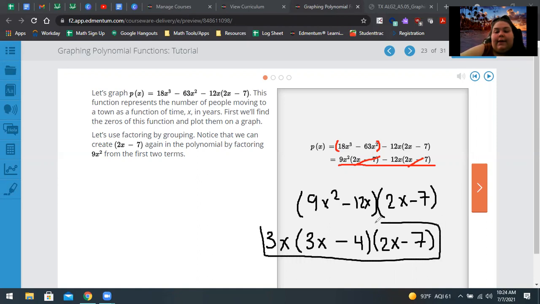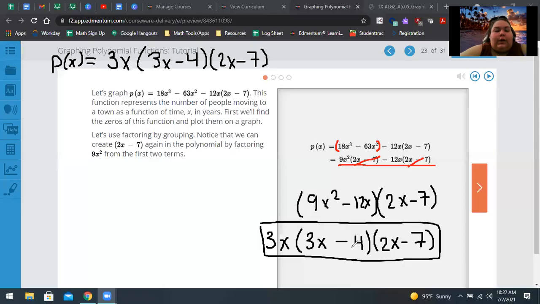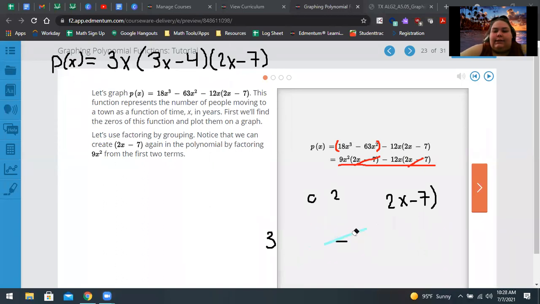So I have my factored polynomial. I'm going to transfer it over here because we're going to take a look at the next steps of what they did there. Okay, so now that we have p of x already factored, I'm going to clean this up a little bit, because once we have it all factored, we can actually find out our zeros.